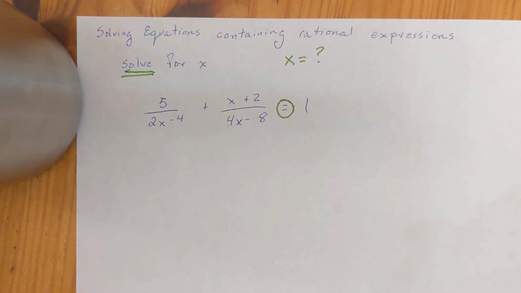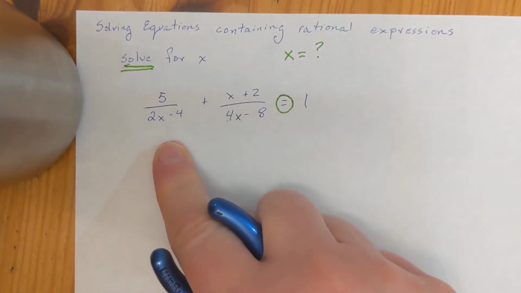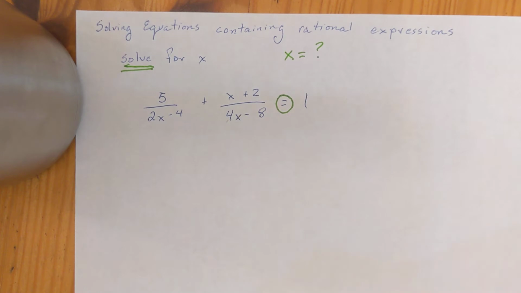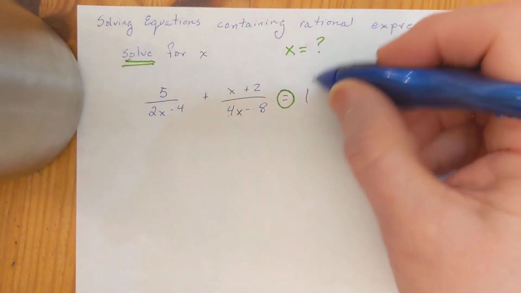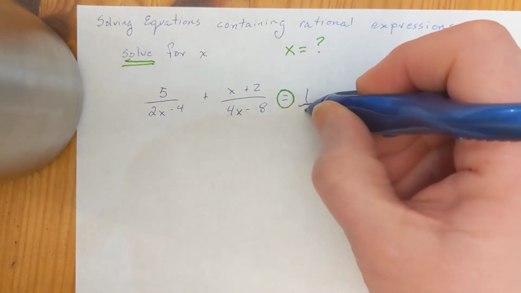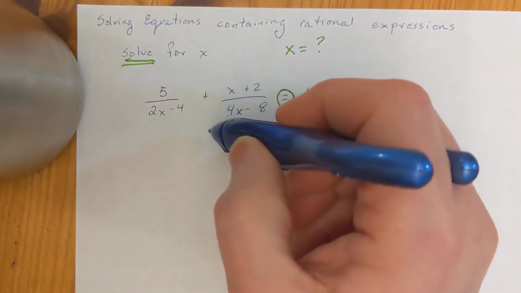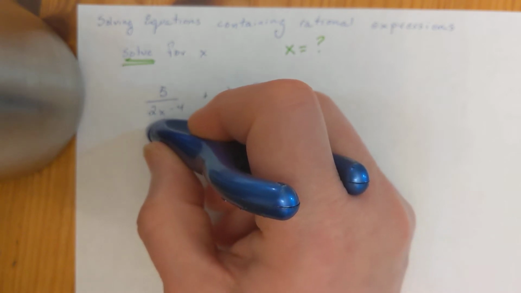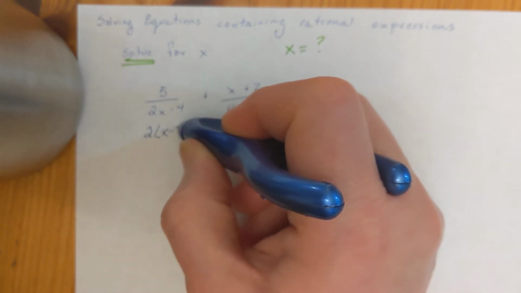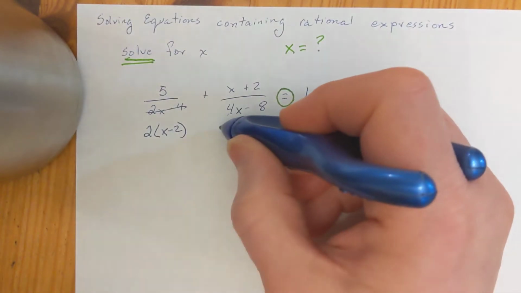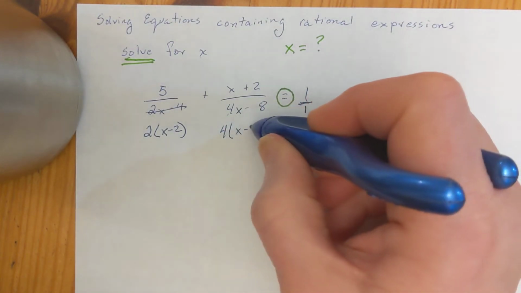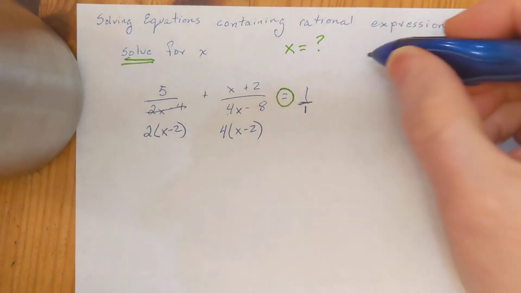I start this the same way I start any addition of rational expressions. There are multiple ways to do this, but all of them start with factoring the denominators, so I can find my least common denominator. So I'm going to make one here look like it's a fraction. That way I have everything as fractions and I can factor my denominators. This will give me 2x minus 2, 4 times x minus 2, and this, of course, is 1.